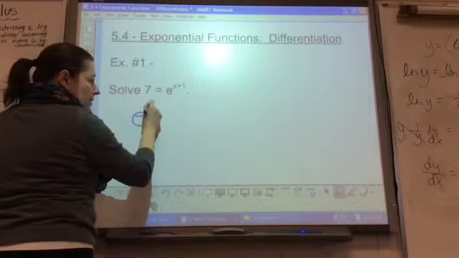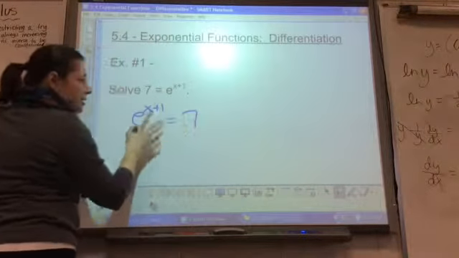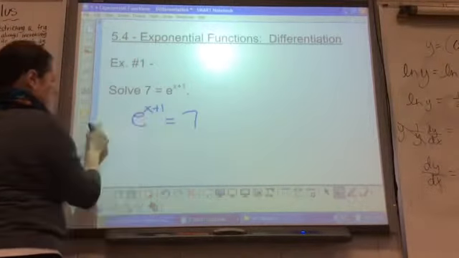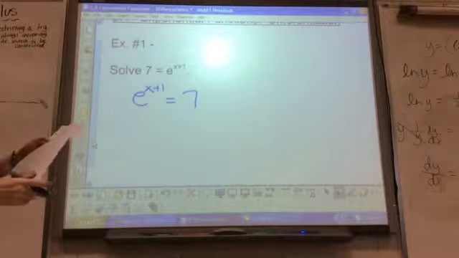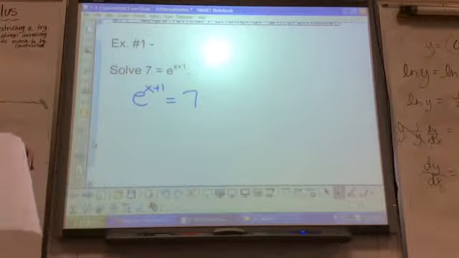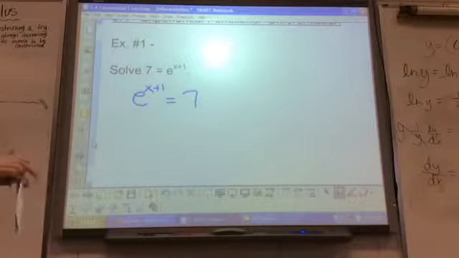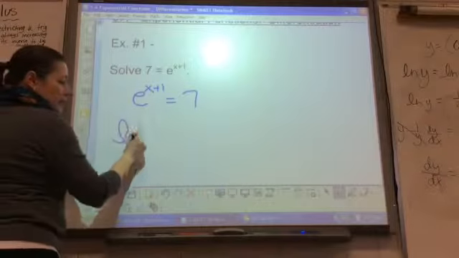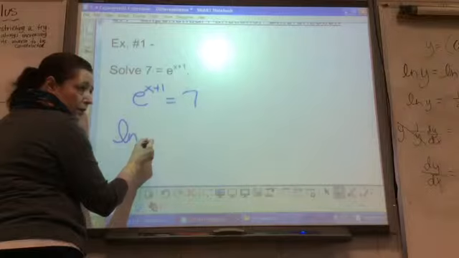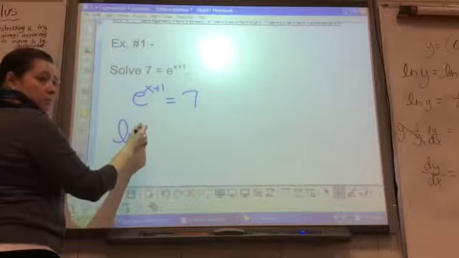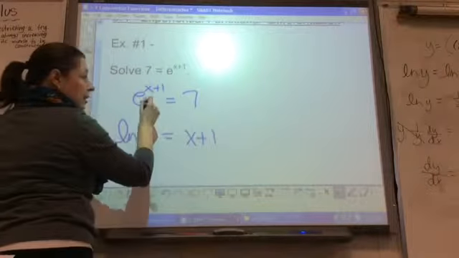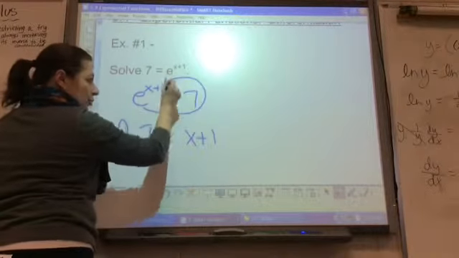I'm going to rewrite it like this, because I'm used to looking at it like this. In log form you go here to here to here, so I'm going to look at it like this so it doesn't confuse my eyes. If I rewrote this as a log, is it going to be a log or an ln? Ln, because it's got the e in it. That's how we know. So I'm going to rewrite this as ln, and you know it's base e, but you don't have to show it right there. It's up to you. Ln of 7 equals x plus 1, because you always go here to here to here.